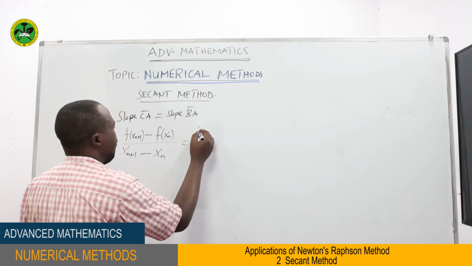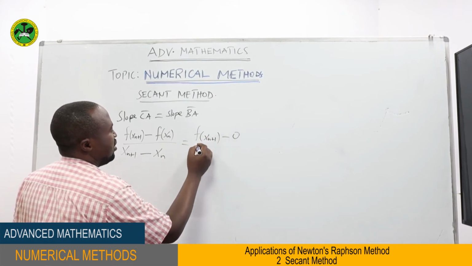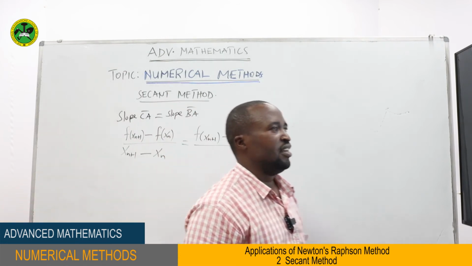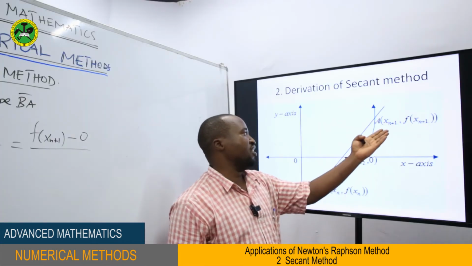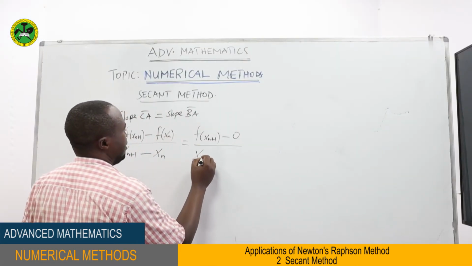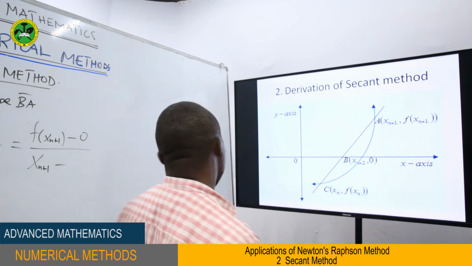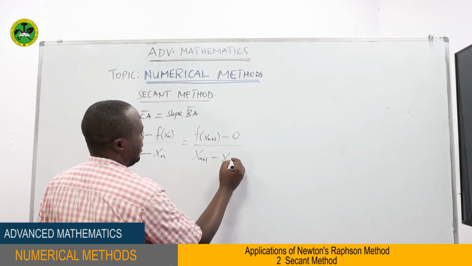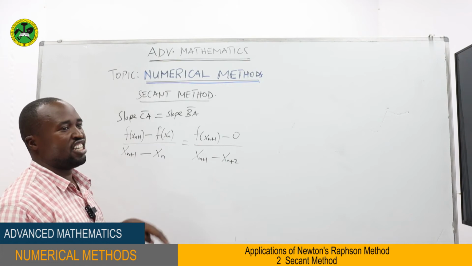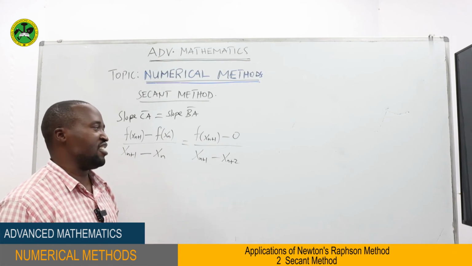That is f of xn plus 1 minus 0. That is the same as y2 minus y1, over x2 minus x1. So x2 is the same as xn plus 1, and x1 will be xn plus 2. So here we minus xn plus 2. That is the definition for a slope: just take the change in y over the change in x. That is for CA. And for BA, we do the same, change in y over change in x.